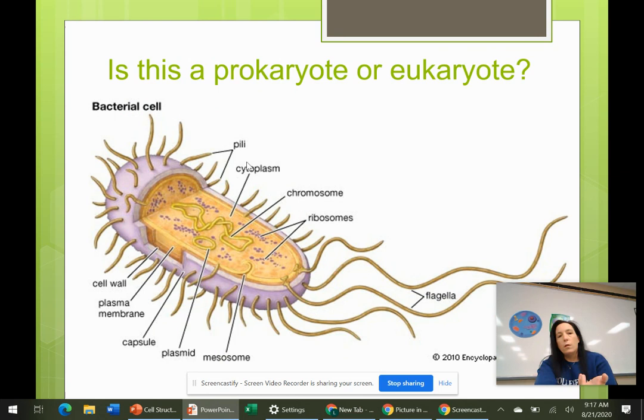So this right here, the question is, is it a prokaryote or eukaryote? Well, it's a prokaryote because the DNA or the plasmid, whichever one we're using here, the chromosomes are not in a nucleus. They're not in like a ball or a center. Okay, so that's a prokaryotic cell.